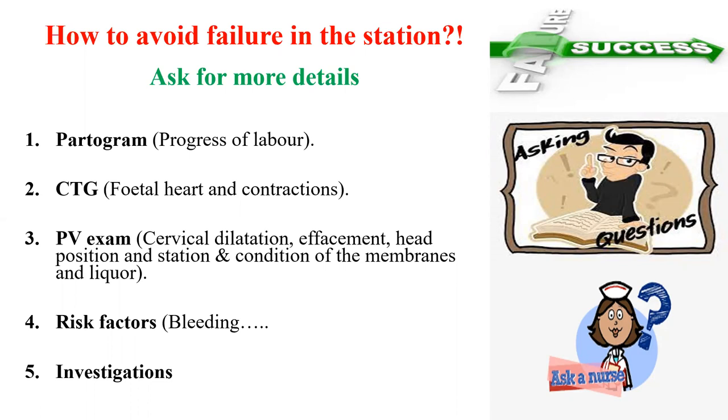The minimum information you need to ask about in this station is the partogram to know the progress of labor. The CTG to know about the condition of the fetal heart and the condition of the contraction. The PV examination, especially like in the case we just now discussed, you need to know the cervical dilatation, effacement, the head position and the station, the condition of the membranes, and the liquor if she has already ruptured her membranes. You should ask about the risk factors like bleeding, like the vital signs if the patient is hypertensive, and ask if there are any investigations done. So these are the minimum details you need to ask about in any station or any patient in the labor ward. The partogram, the CTG, the last PV findings, the risk factors if there, and the result of investigations.